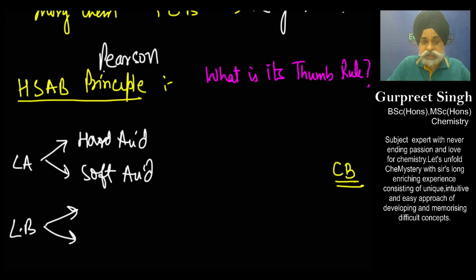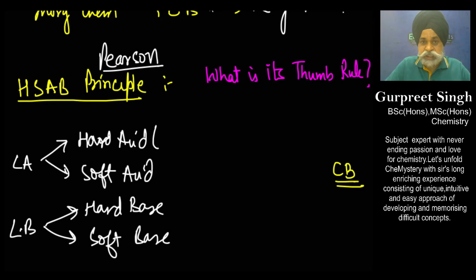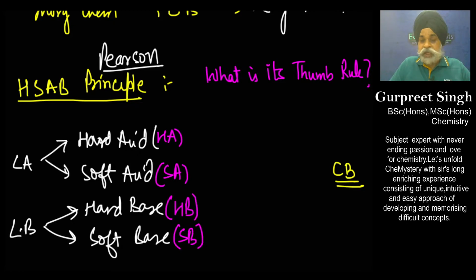Pearson did the extension of this theory of Lewis acid and Lewis base, and he tabulated whatever examples I have given. They converted or said it in terms of hard base and soft base. So going forward, I shall be using HA and SA, and this would be hard base and this would be soft base. Now, make it a point, what is the thumb rule for this? The thumb rule in this theory is that a hard acid would always want to interact or would get stabilized when it combines with a hard base.